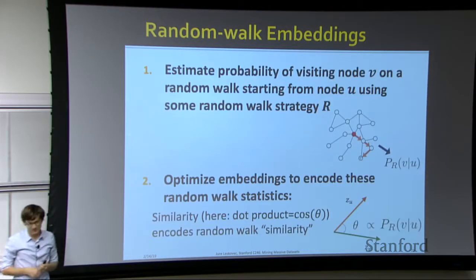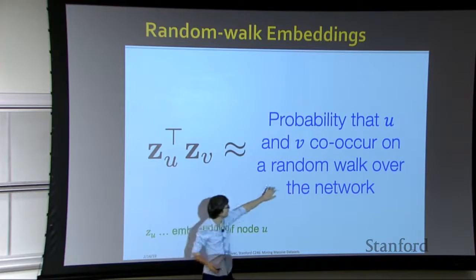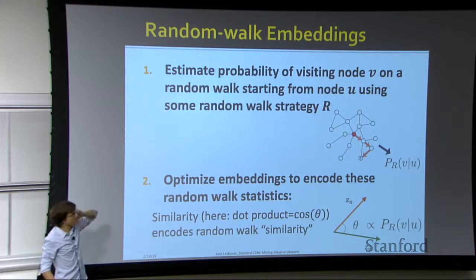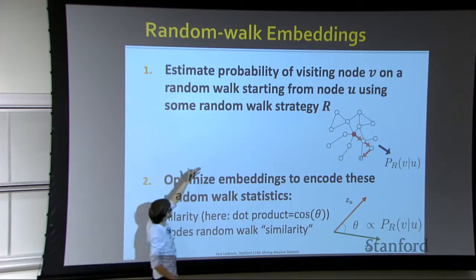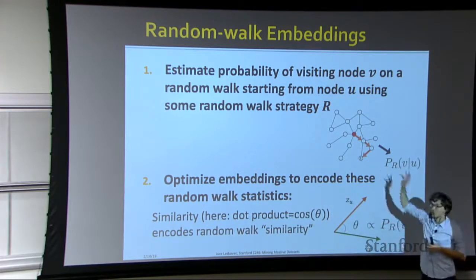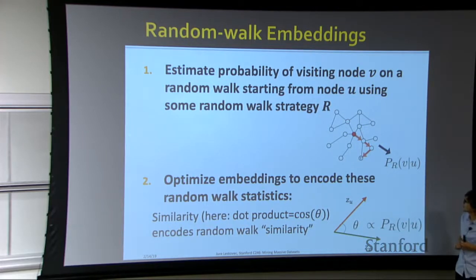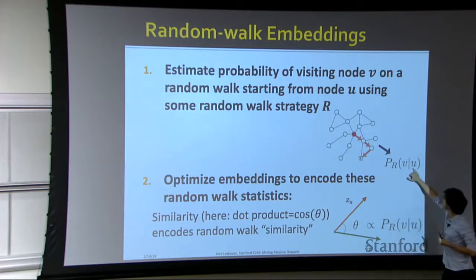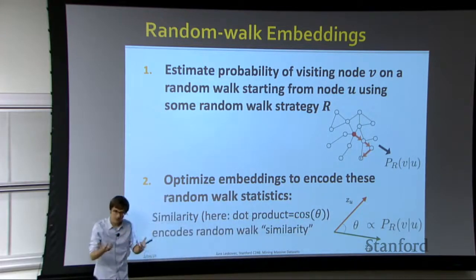Okay, I have this explained a bit more. We want to estimate, and this is where random walks come from, the probability of visiting node V on a random walk starting from node U, using some random walk strategy R, because this random walker can be a PageRank-style unbiased random walker, but it can also be a random walker that uses some weird way to traverse the network. Our goal is to say: if I start the walk at node U, how likely am I to visit node V? That's how I think of random walks and co-visitation.